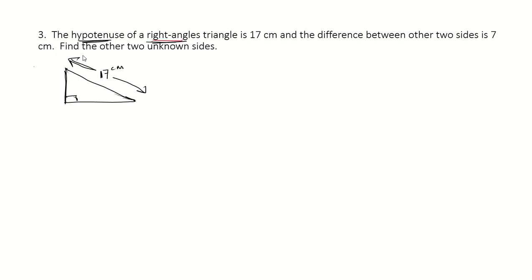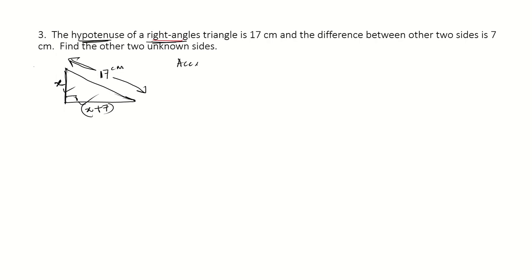Now let's say this is x. If this is x, this should be x plus 7, right? Because it said the difference between the other two sides, this side and this side, should be 7 centimeter. So if one is x, the other should be x plus 7, right? Now it said find the other two unknown sides. Means we need to find the value of x and the value of x plus 7.